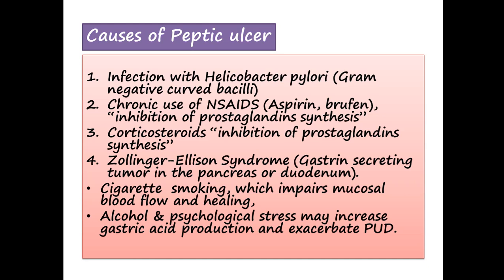Cigarette smoking, which impairs mucosal blood flow and also interferes in the process of healing, can also be considered a cause or a risk factor for the development of peptic ulcer disease. Finally, alcohol and psychological stress may increase the HCl production by the parietal cells of the stomach, and they may exacerbate peptic ulcer disease.